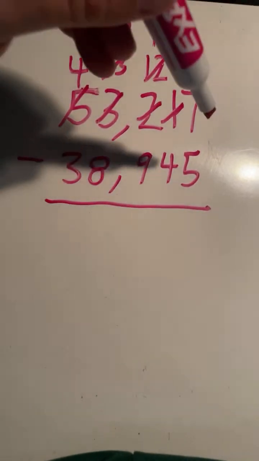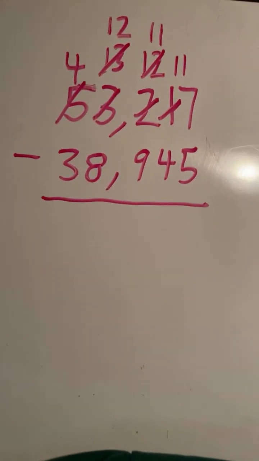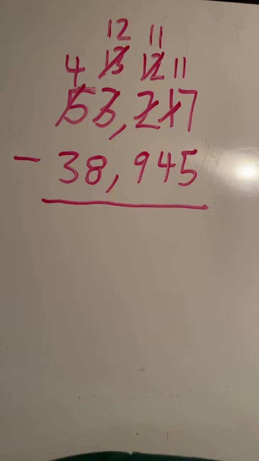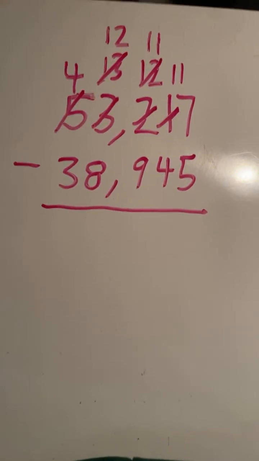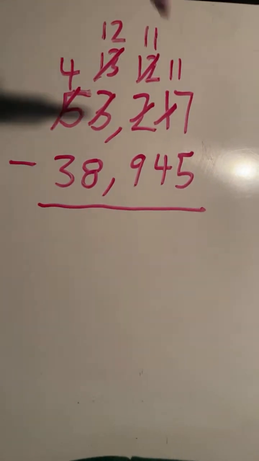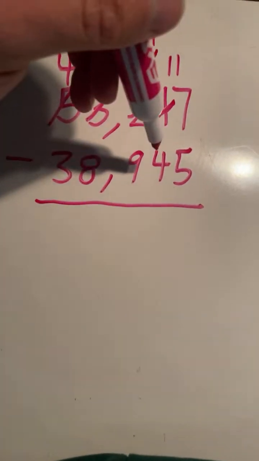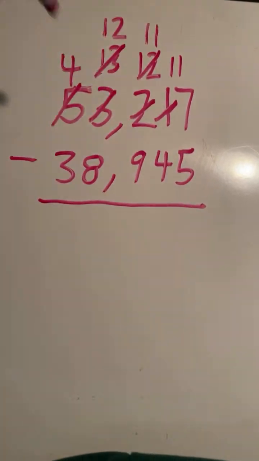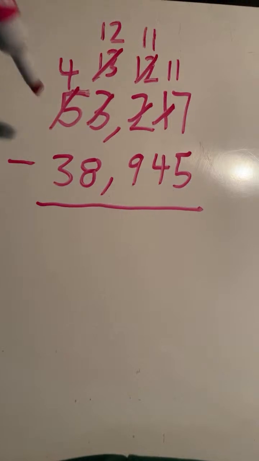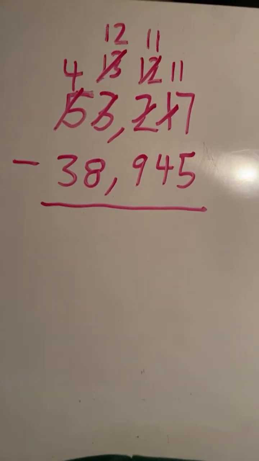In the ones place, 7 is bigger than 5. That is fine. So, double checking, making sure the top digits are equal to or bigger than the bottom digits: 7 is greater than 5, 11 is greater than 4, 11 is greater than 9, 12 is greater than 8, 4 is greater than 3. We are ready to subtract.